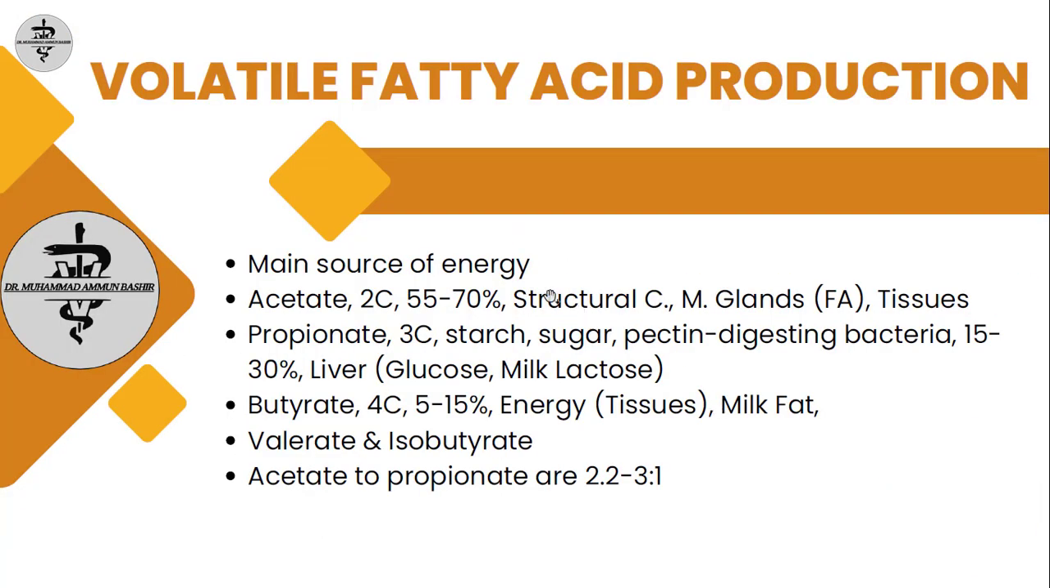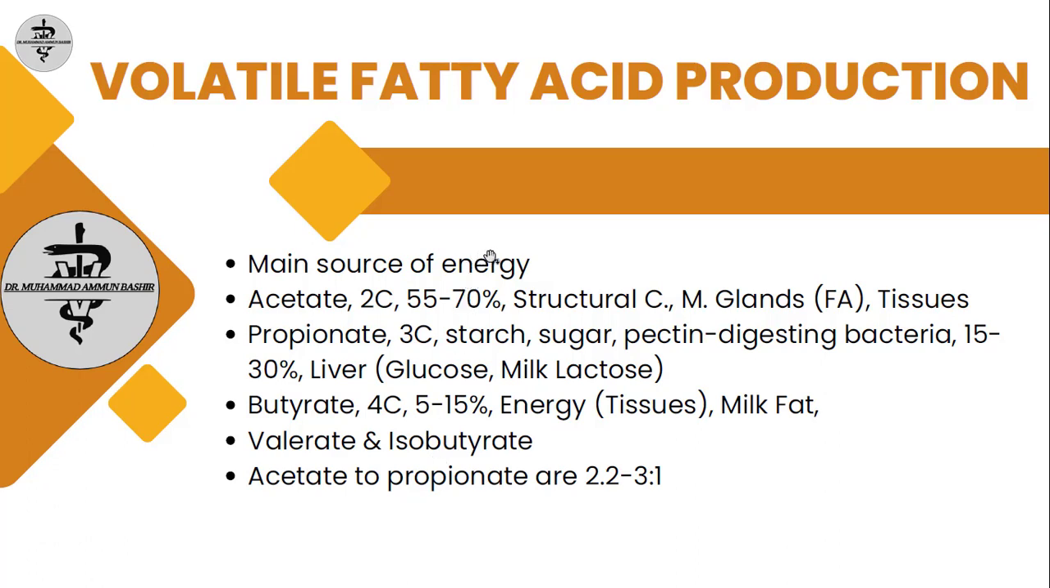Optimizing rumen digestion: volatile fatty acid production. Volatile fatty acid production takes place in the rumen, and there are mainly three types of volatile fatty acids produced inside the rumen: acetate, propionate and butyrate. Valerate and isobutyrate are also produced inside the rumen, but their proportion or ratio is almost near zero. That's why they are negligible.